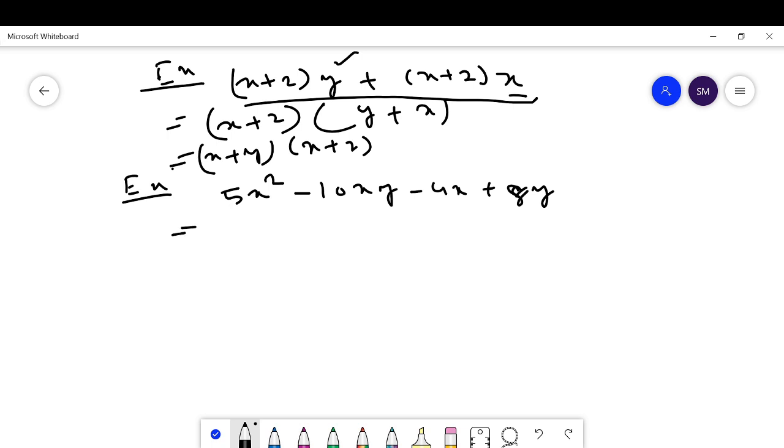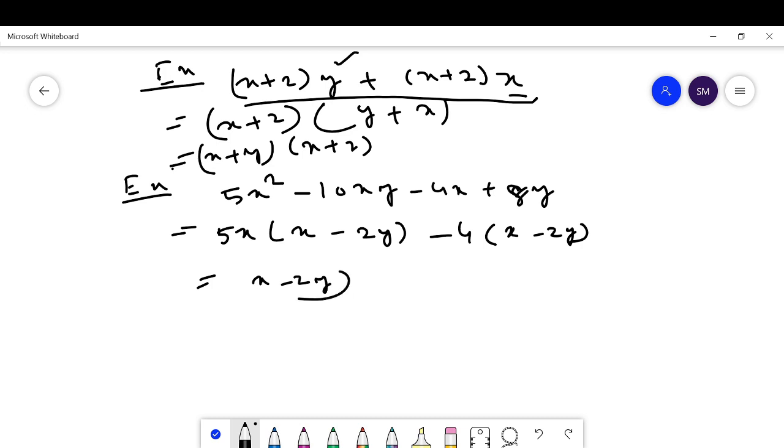Then take here 5x. Look at this. These two terms, 5x square minus 10xy. Taking common 5x, what remains here? x, then minus 2y. Then take here minus 4. This is minus 4. When you take common minus 4, what remains here? x minus 2y. Then x minus 2y is the common term taking out. Then here is x minus 2y into 5x minus 4.